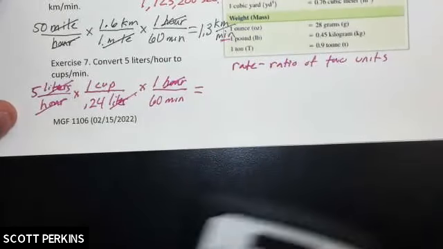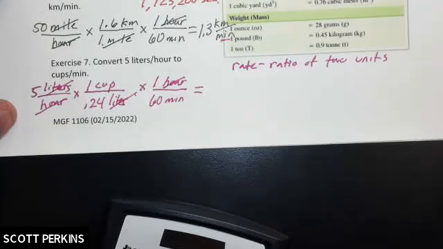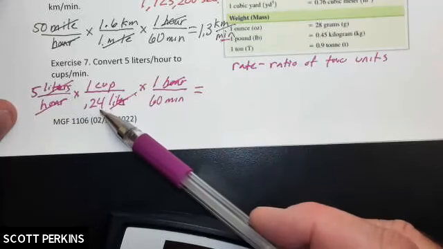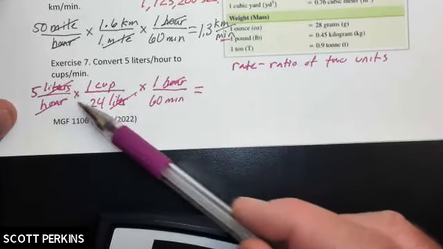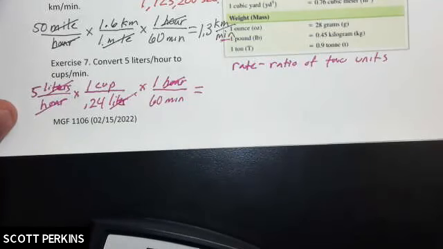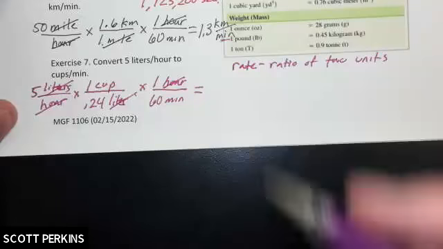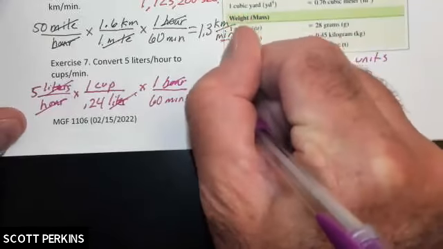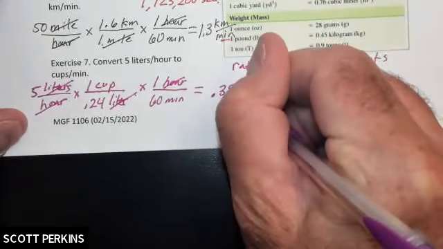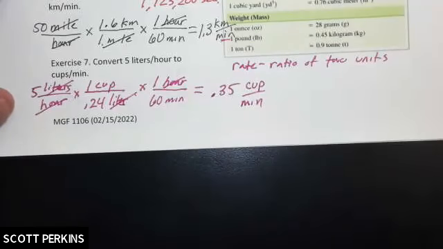And now I go with my calculator, and my calculator tells me that 5 divided by 0.24, because this 0.24 is in the bottom. So 5 divided by 0.24. And then I'm going to divide again by 60. And I get 0.35 cups per minute. And there we go.